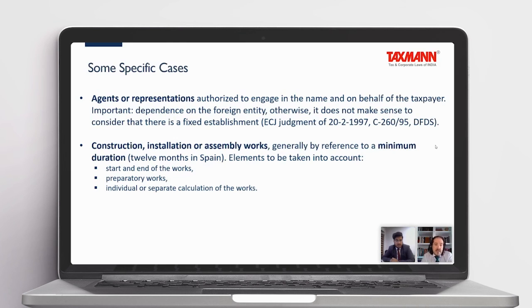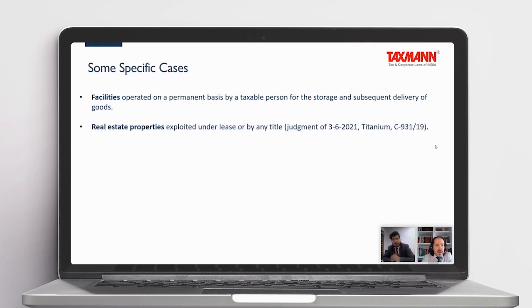The second specific case is the case of the construction, installation or assembly works, generally given to the conclusion that there is some kind of business presence. Well, this is the common point, but it's not that easy. For example, in Spain, this is not European but a Spanish approach, we have a rule according to which only if the duration of these works is bigger than 12 months, these construction, installation, or assembly works can be considered as a fixed establishment, not otherwise. This is something that is worth some kind of reflection, because it's a controversial case equally.